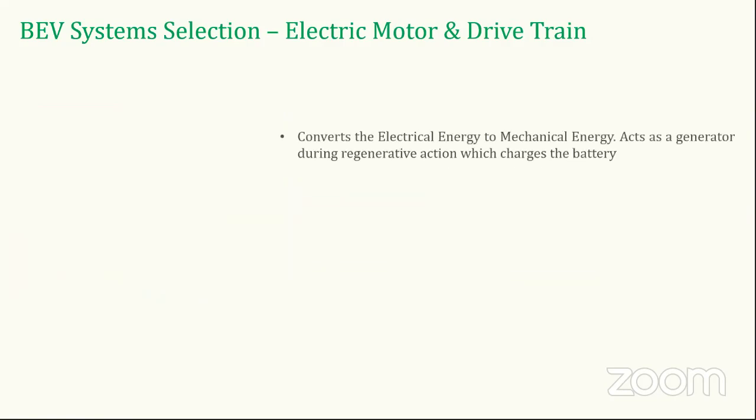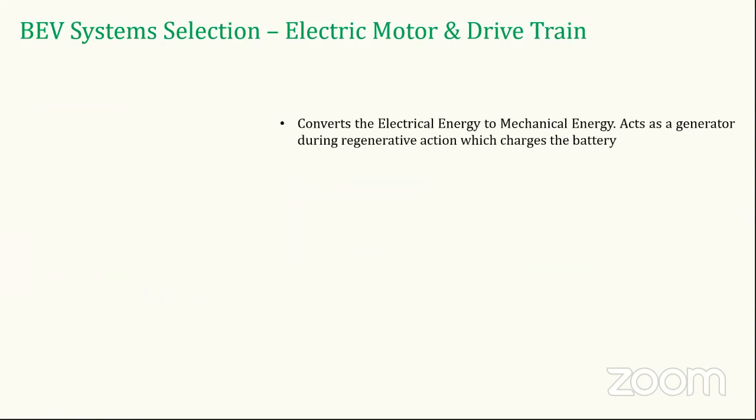So we will now go for the system selections. The first component is the electric motor and the drivetrain. The electric motor helps to convert the electrical energy that it gets from the battery to mechanical energy, which enables the vehicle to move. It also acts as a generator during regenerative action, which in turn charges the battery.